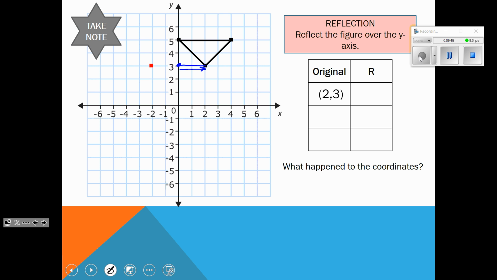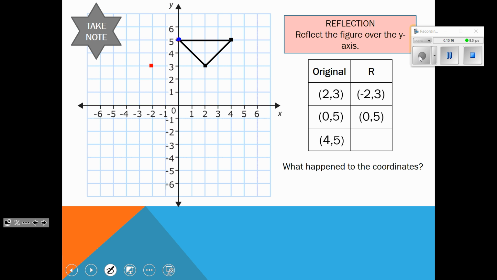So to reflect it, we're simply going to go 2 to the left over the y-axis. That's reflecting that point. Our next point, and that would be -2, 3. Our next point is 0, 5. So 0, 5 is right here. It happens to be on the y-axis, so that one's not going to move any. So that one would still be 0, 5.